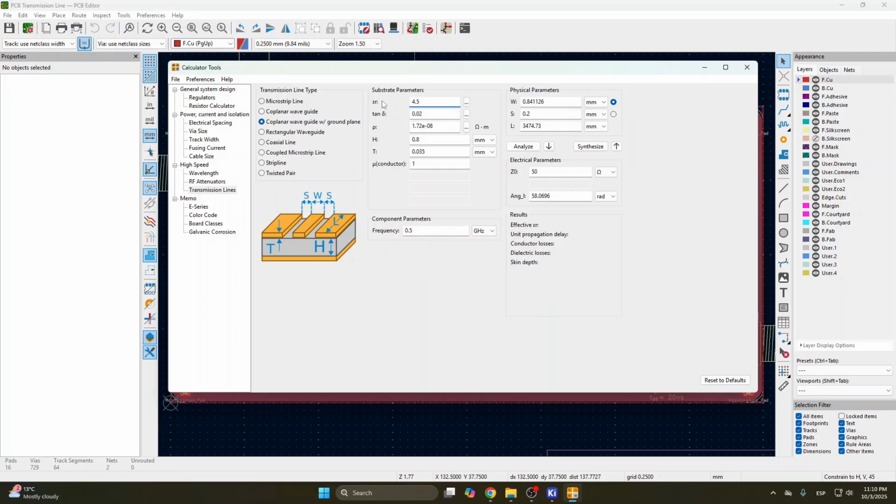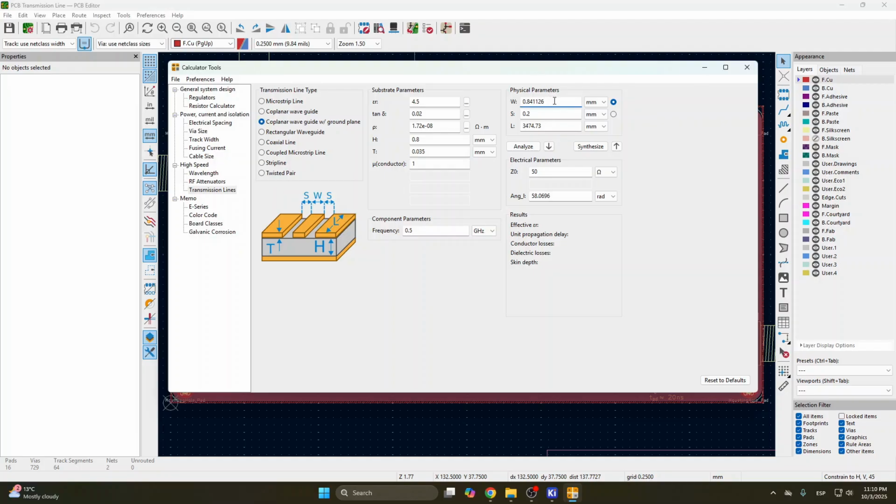In the substrate parameters, I selected an epsilon sub r of 4.5, which is the dielectric constant of the FR4 that my manufacturer provides. The H parameter is the dielectric height, or the thickness of the FR4 basically. So I chose 0.8, which is the value I decided to use in my design. T is the thickness of the copper, which is, for my case, the standard 0.035 millimeters.